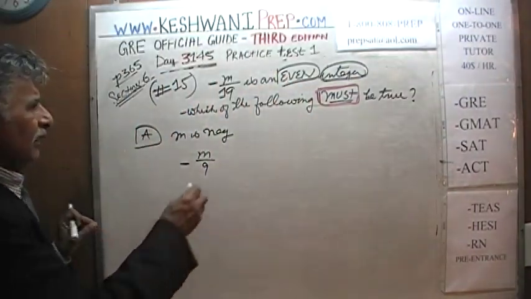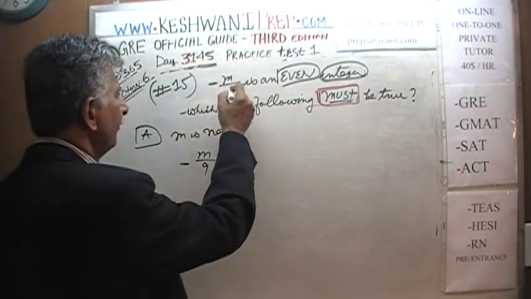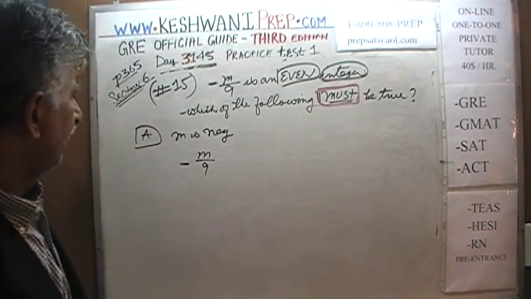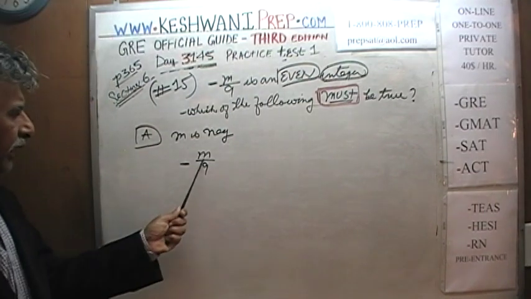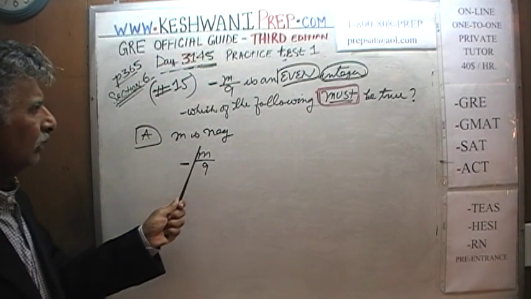It doesn't matter whether it's 19 or 9, it's not going to make any difference. 19 does not have any significance here. It will make our work simpler. So negative of m over 9, we are told, is an even integer.